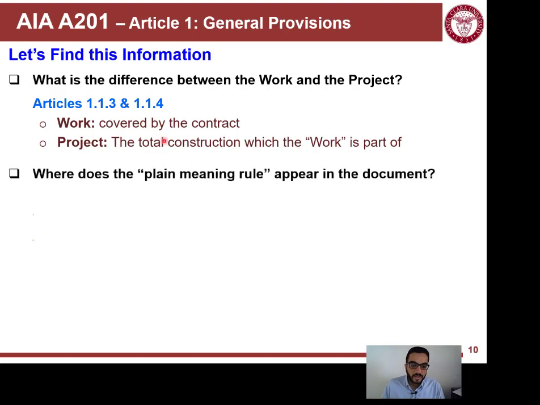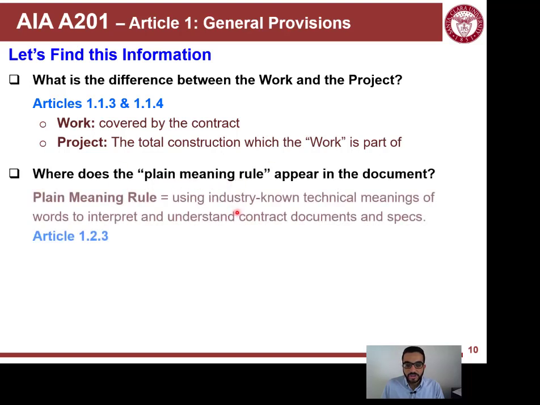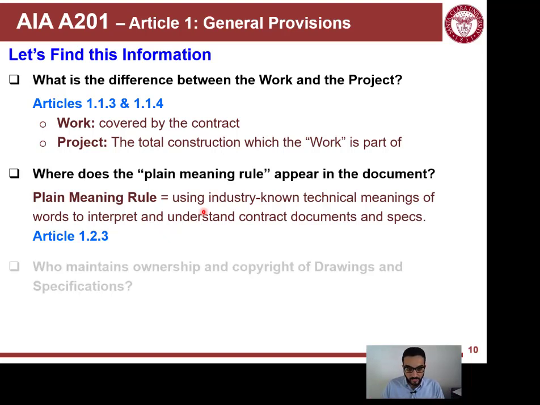That's a different thing. What about the plain meaning rule? That has a big legal implication, because it's mentioned in Article 1.2.3 here. It tells you that I don't have to define every term in the contract, because I'm using the plain meaning of the technical terms that the industry is accustomed to understand. That's another kind of wording that has major implications, and a lot of legal cases were based on the plain meaning rule.